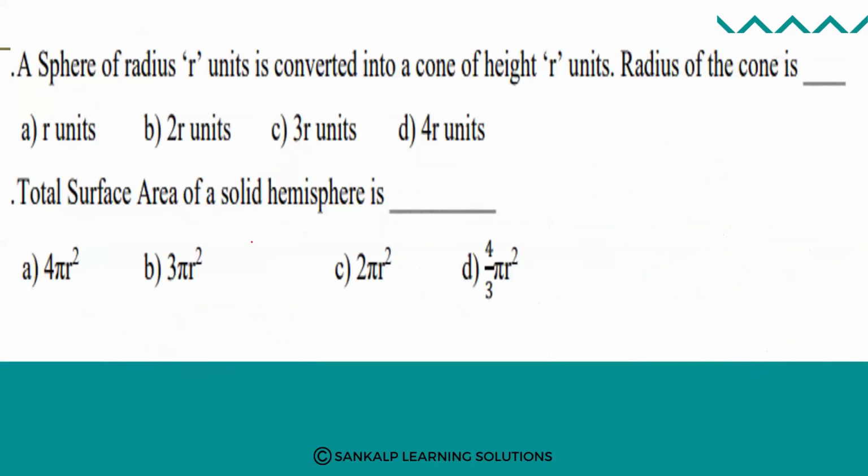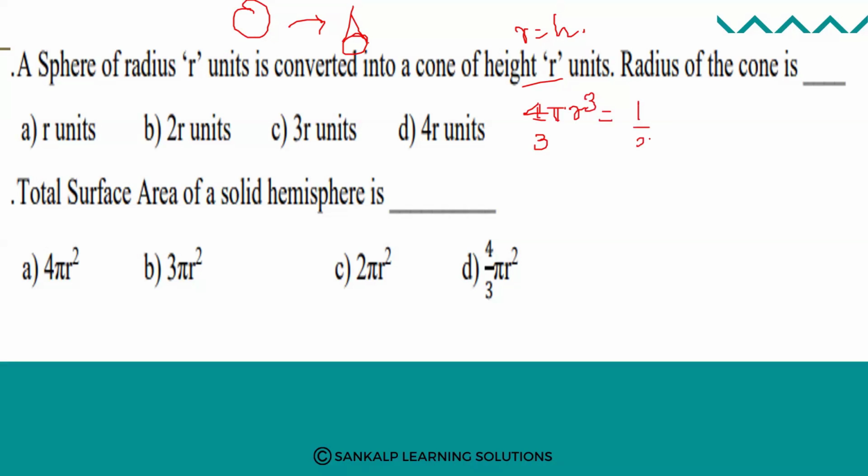The sphere of radius r units is converted into a cone of height r units, then the radius of the cone is. So here the sphere is converted into a cone, right? Of height r units. That means r is equal to h. So the radius of the cone they have asked. Then now here also we need to equate the volume of the sphere to the volume of the cone, right?